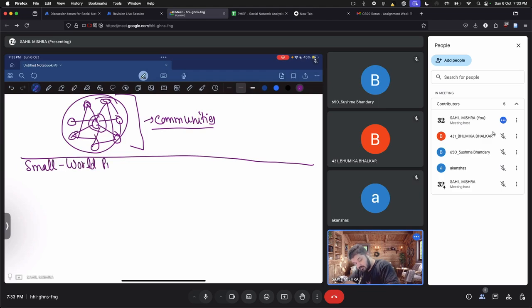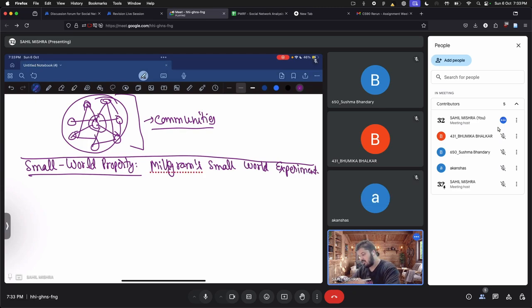Then we have the small world property. There's an experiment conducted by Milgram, Milgram's small world experiment. If you Google it by this name, you will find it. There will be a video explaining this. Anyway, this is not important right now because we are short on time.